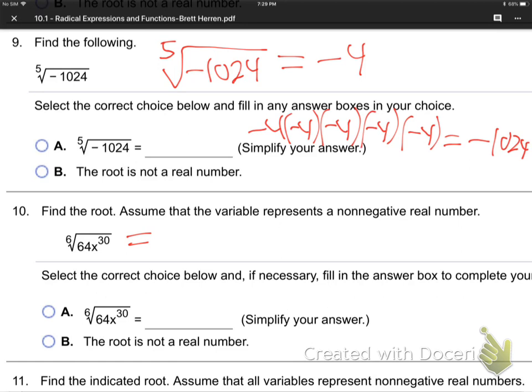So what's the out front number? What number times itself 6 times is going to be 64? 2. The out front number is 2. Now, what power do we need on the x? Remember, the x powers are going to add. What added? 5. Yeah, you just divide, don't you? 30 divided by 6 is 5.